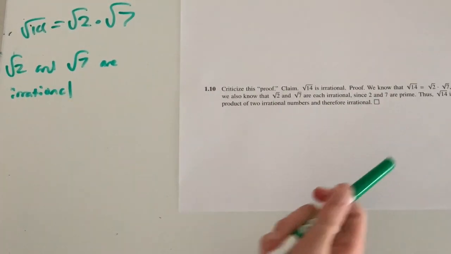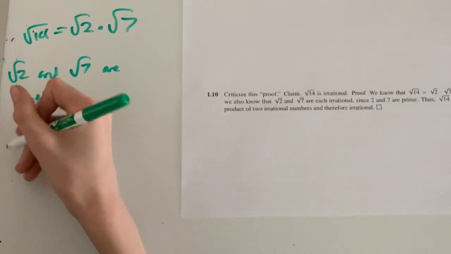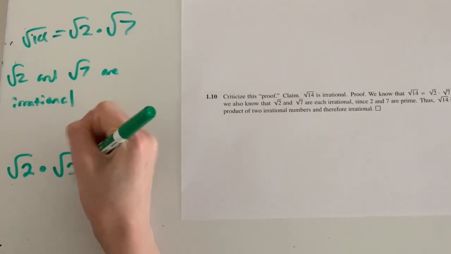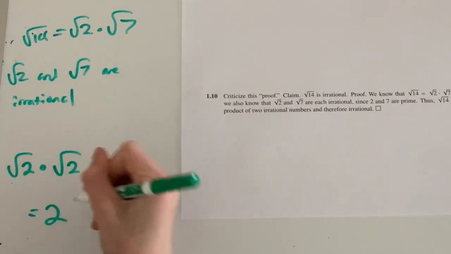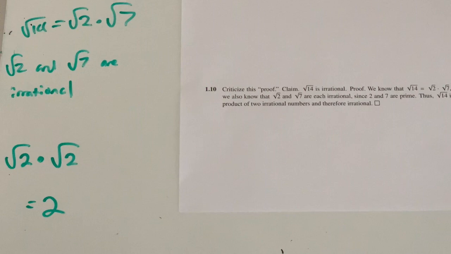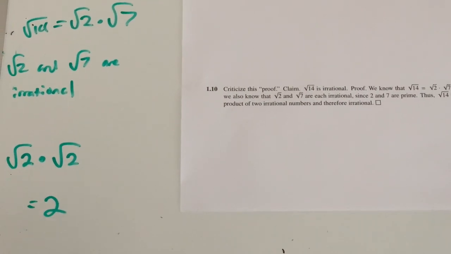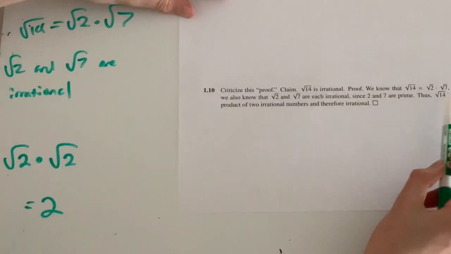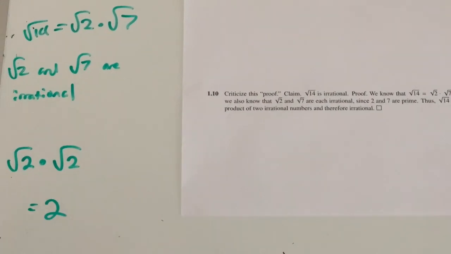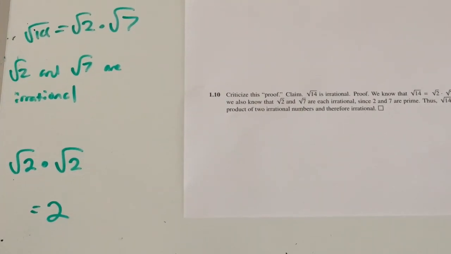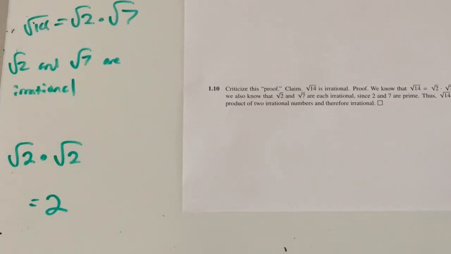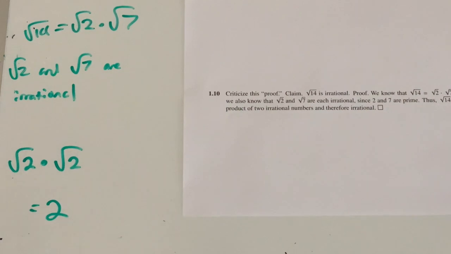So I think this is the flawed statement here, because even if you just took the square root of 2 times the square root of 2, you would get 2. The product of two irrational numbers, but this is rational. Okay. So in this last line, multiplying two irrational numbers together doesn't necessarily make an irrational number. In this case, if they're the same, then the number isn't irrational.